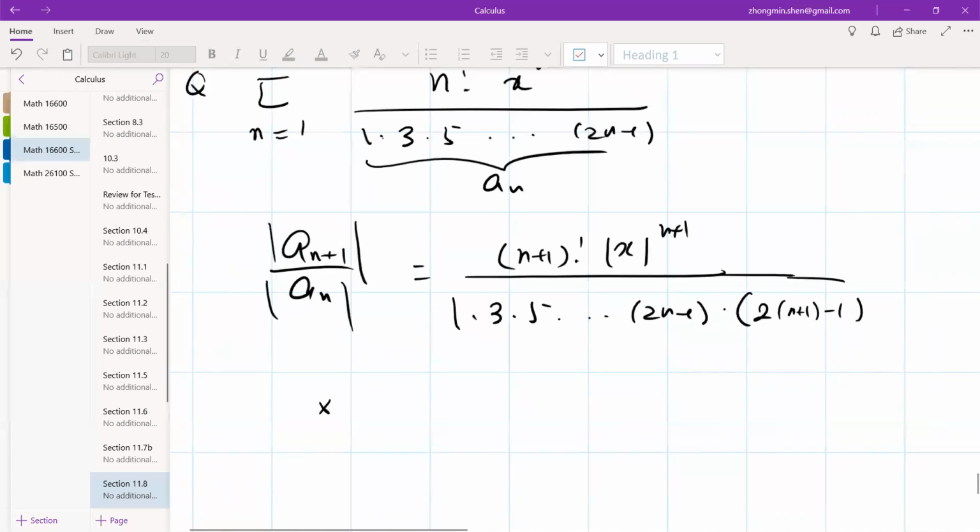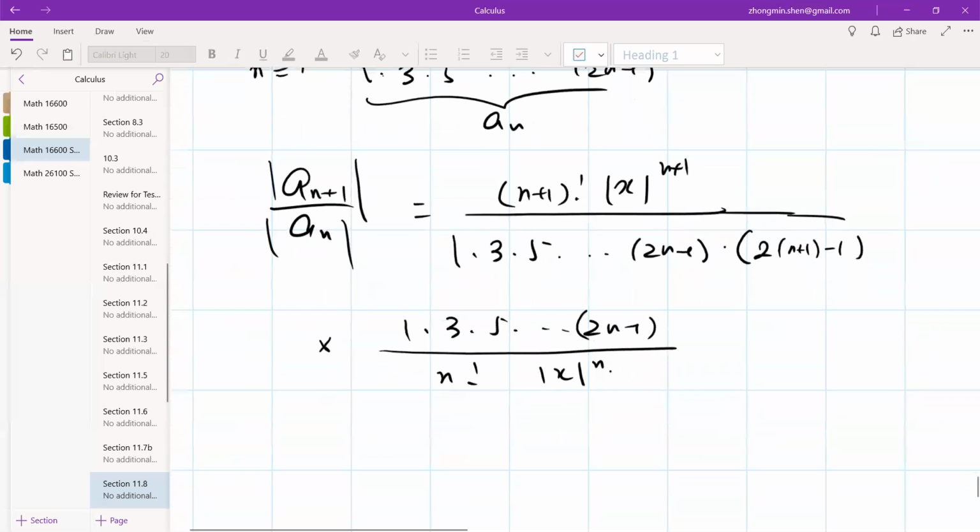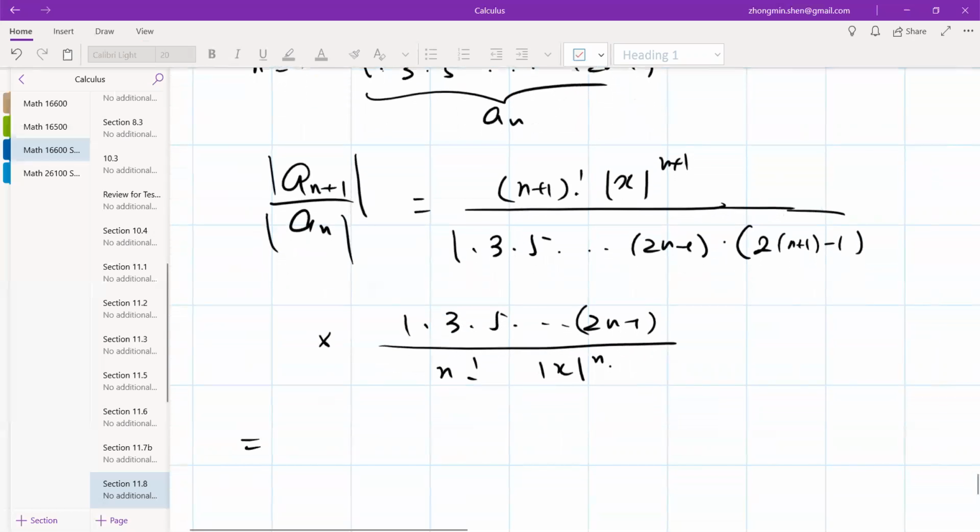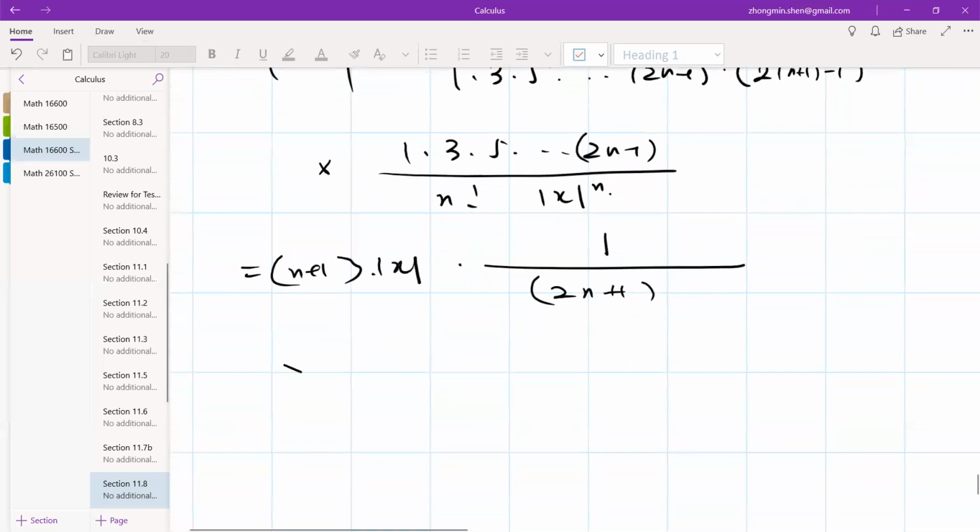Then I don't have enough space. Then upside down, I get 1, 3, 5, all the way to 2n minus 1 over n factorial absolute value of x to the power n. Now you can simplify: (n+1) factorial over n factorial is n plus 1, and then absolute x, and you have another term. So now the limit is going to be absolute value of x divided by 2. That's it.